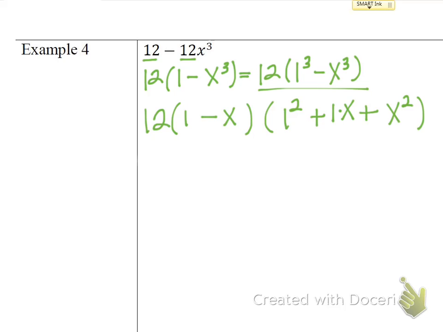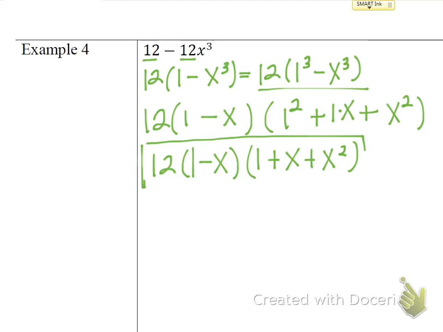So when I simplify all of that, that's going to give me 12 times (1 minus x) times (1 plus x plus x squared). And like I said before, that is as factored as it can be. So you are done.